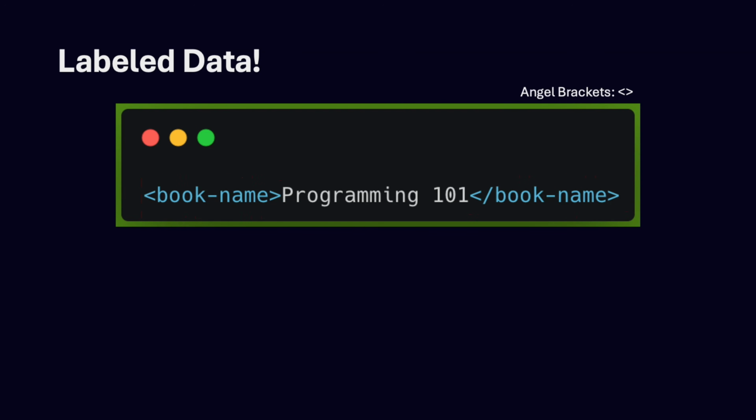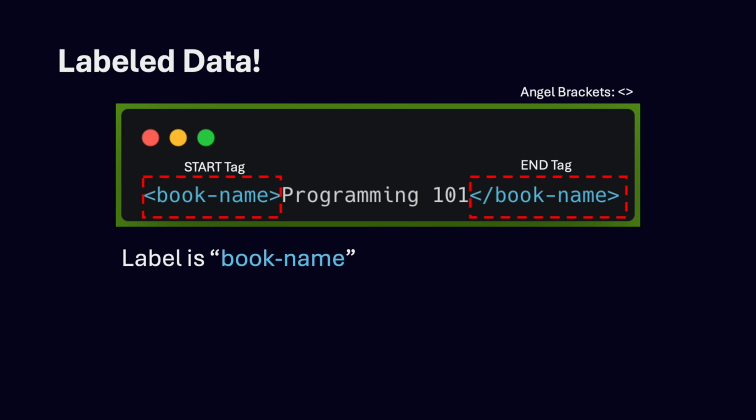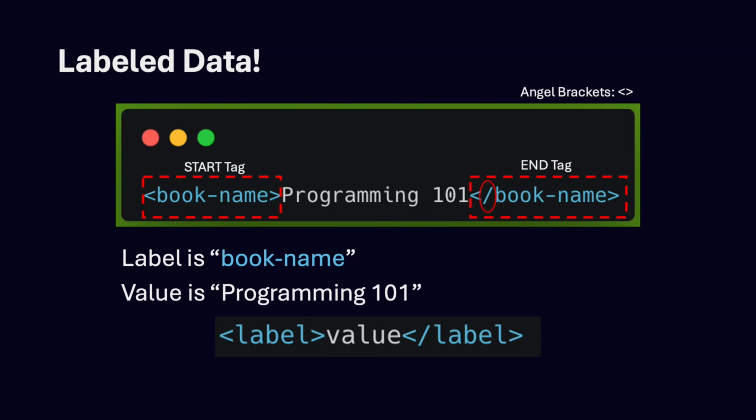The book name is our label, and this is the start tag. That one is the end tag. Notice the extra forward slash. That's how we know it's an end tag and not a start tag. The value, Programming 101, goes between the start tag and the end tag. The generic format looks like this.